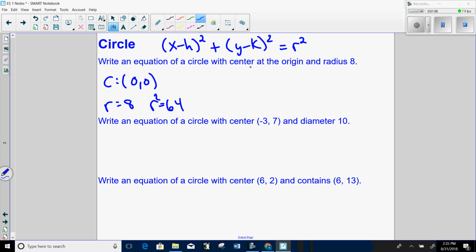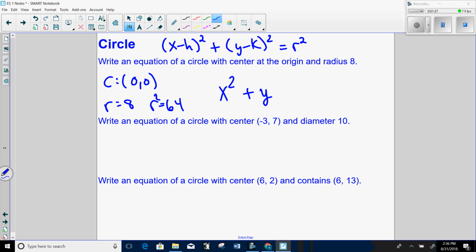Then we write our equation, which is going to be (x − 0)². I don't even need to put the minus 0. You can just write x squared. Plus (y − 0)² is the same thing as just y squared, equals the radius squared, which is 64. And there is the equation of that circle.